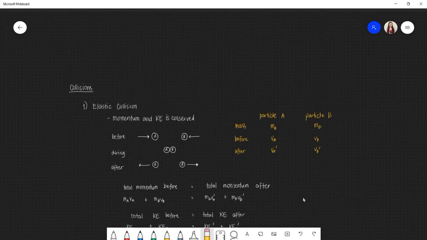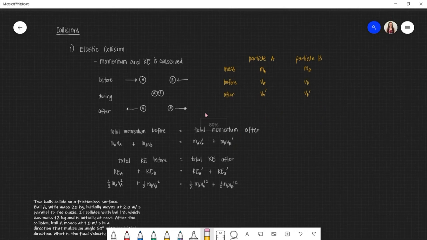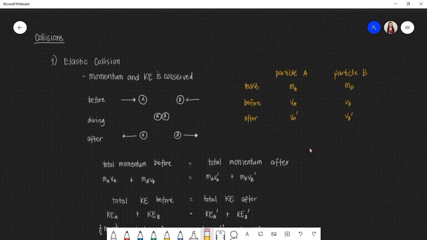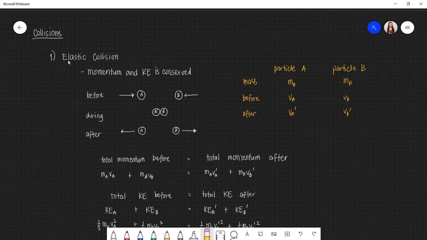Okay, so good day everyone. Last meeting, we started our discussion on collisions and we learned that there are two types of collisions, and we already solved an example on elastic collision. So we have learned that elastic collisions are those collisions in which momentum and kinetic energy are conserved.